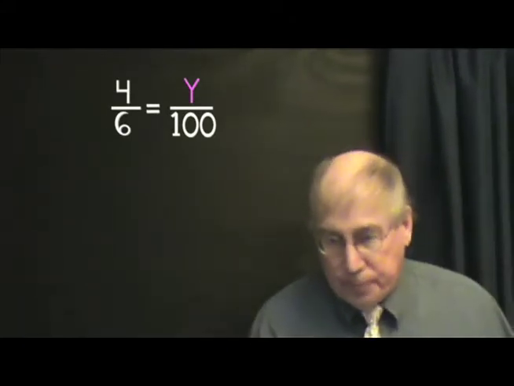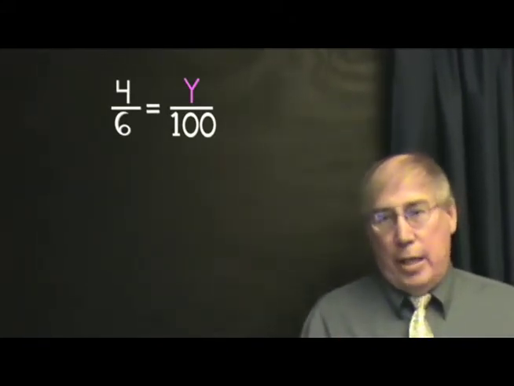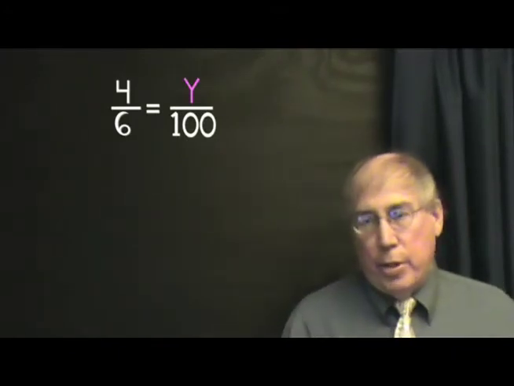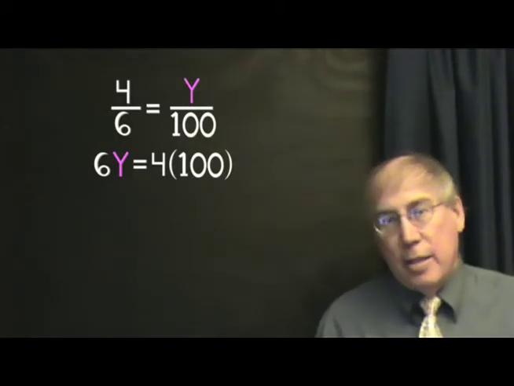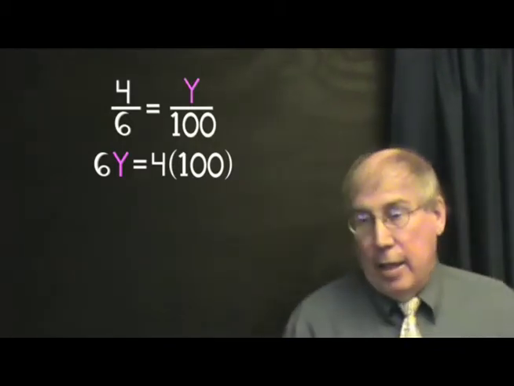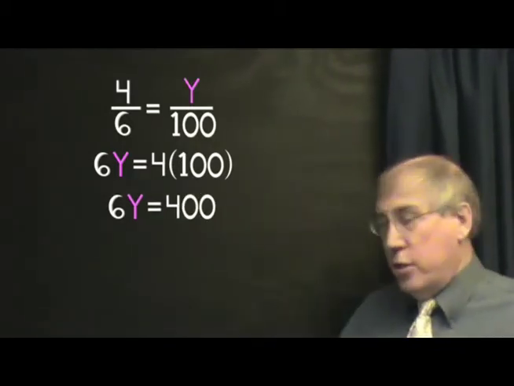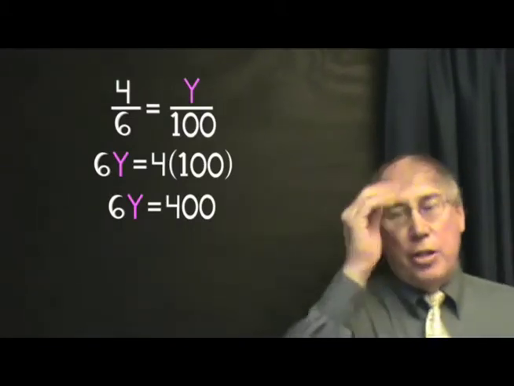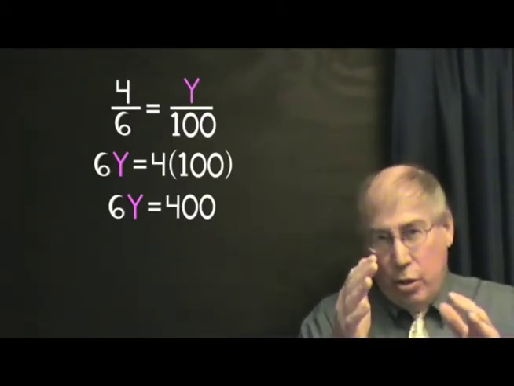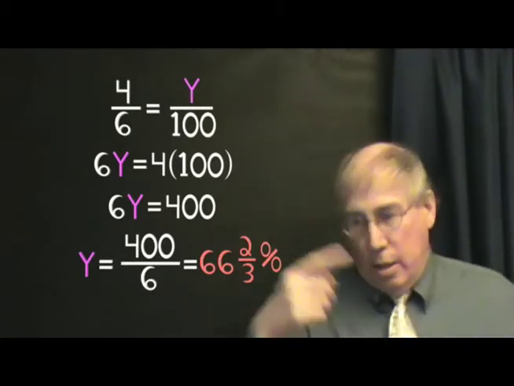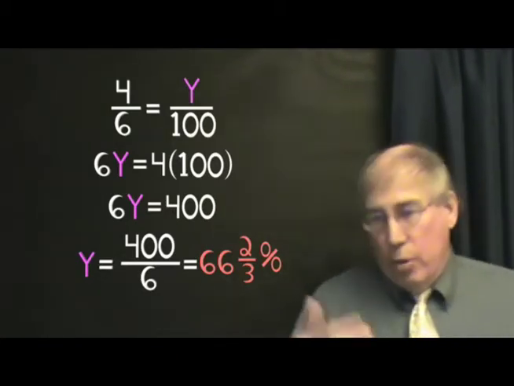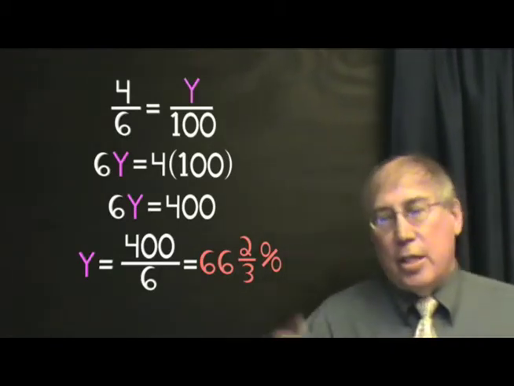In this case here, 4 out of 6, what is that in terms of a percent? Set it equal to y over 100, cross multiply, and then we'll divide 6 into 400. Now this one is not going to work out evenly. You're going to get this repeating decimal of 6. And so we can just say 66 2/3%. Thank you.